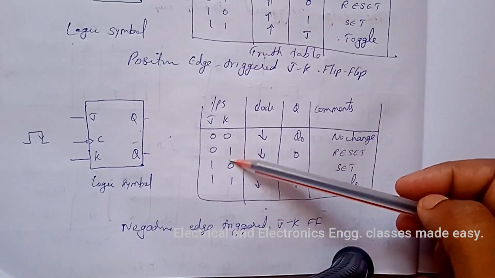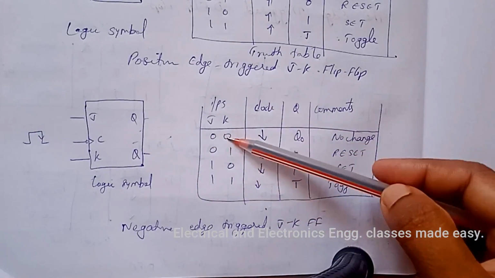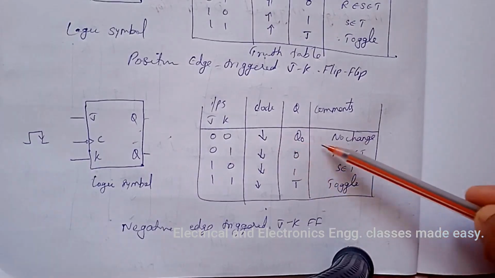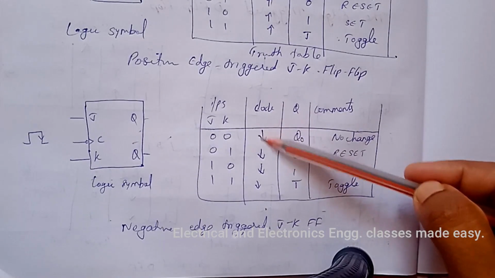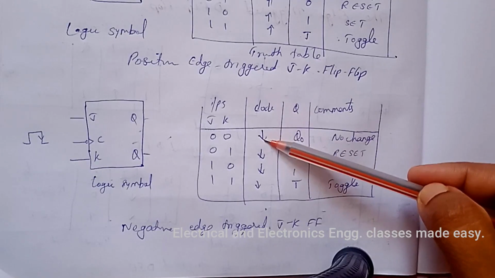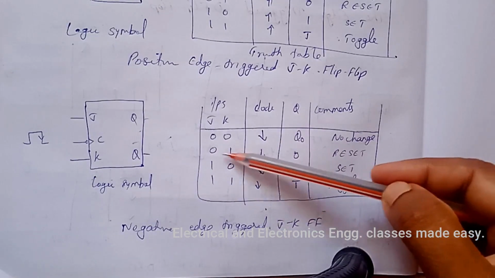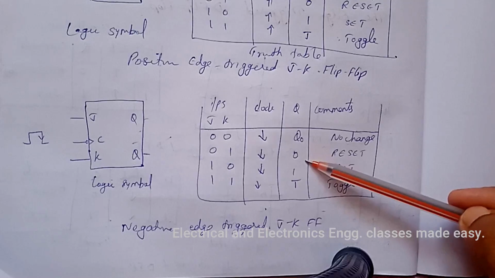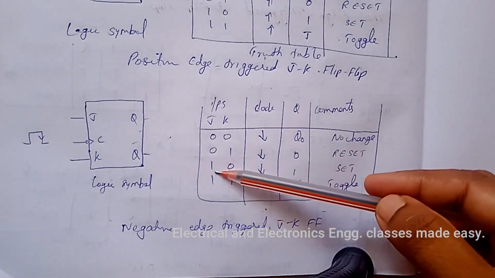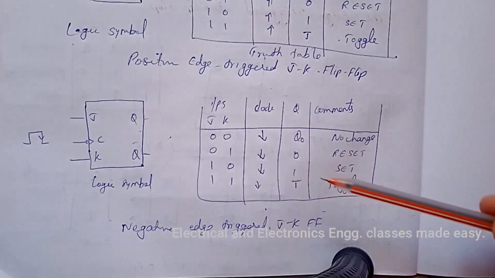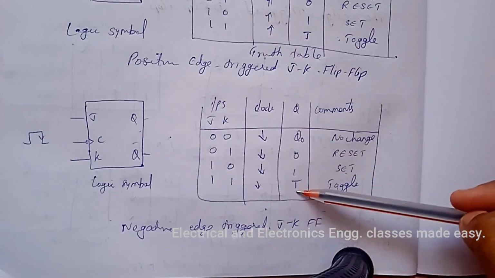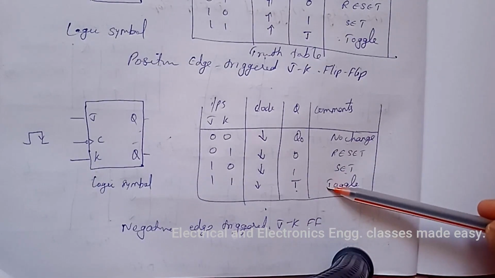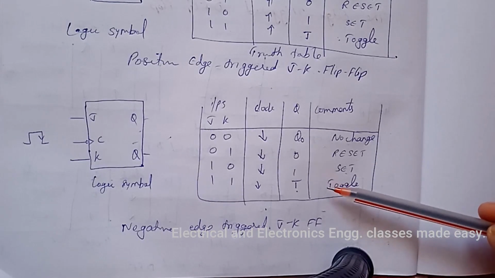And here also, when J and K are 0, then no change to the output for the negative going edge of the clock pulse. And when J and K are 0 and 1, then output is reset. When 1 0, set state. And when both the inputs are 1, then toggle state, that is opposite state.